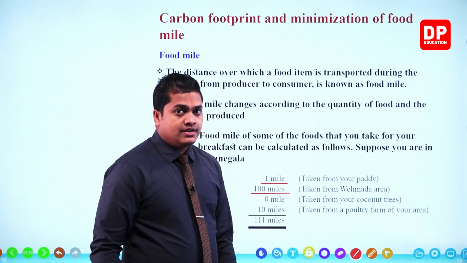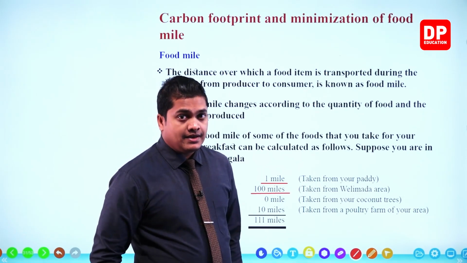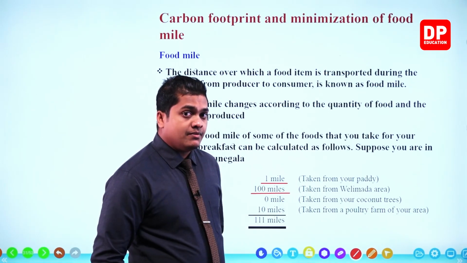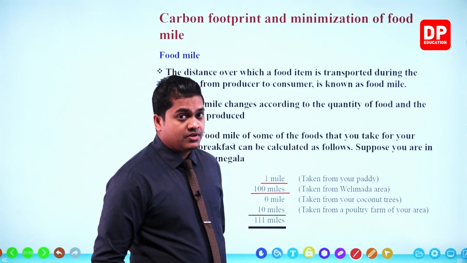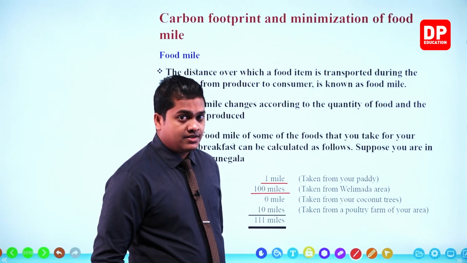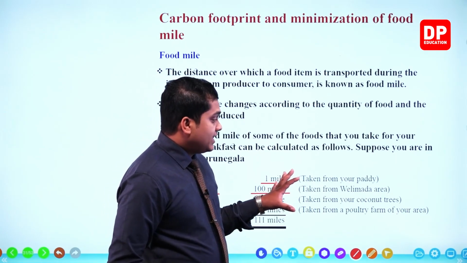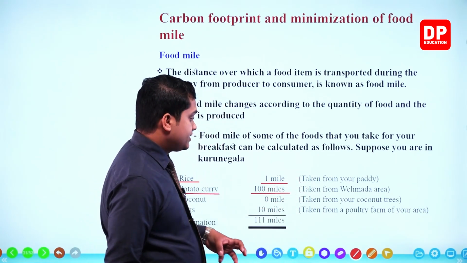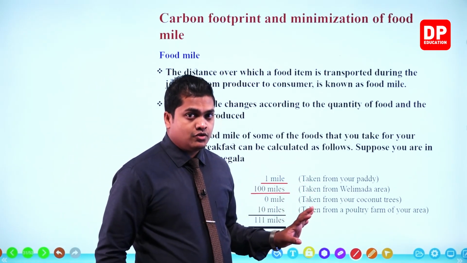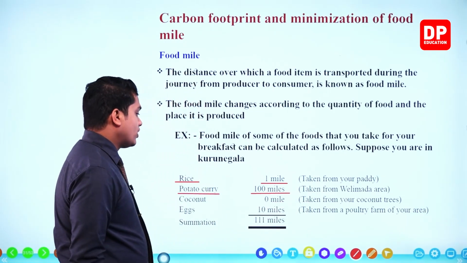Now in the Velimada area there is plenty of potato, my dear children. Potato is grown heavily in the Velimada area. So from Velimada we need to get this potato, and potatoes are transported to Kurunegala and every other place in our country. So as it is taken from the Velimada area, the distance traveled by this potato curry from the producer to the consumer is about 100 miles.